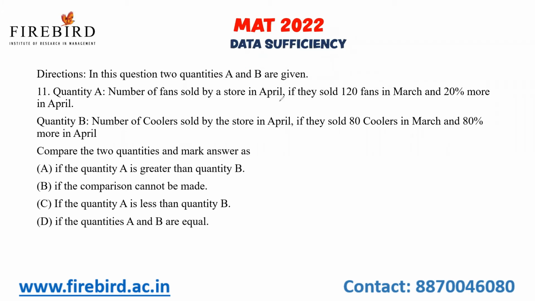Number of fans sold by a store in April, if they sold 120 fans in March and 20% more in April. See, if I sold 120 fans in March, what is 20% of 120? 10% is 12 and 20% is 24, so 144. So the number of fans sold in April is 144. Number of coolers sold by the store in April, if they sold 80 coolers in March and 80% more in April. What is 10% of 80? 8. 80% is 64. So 80 plus 64, again 144. Here, if the quantities A and B both are equal, that is your answer.